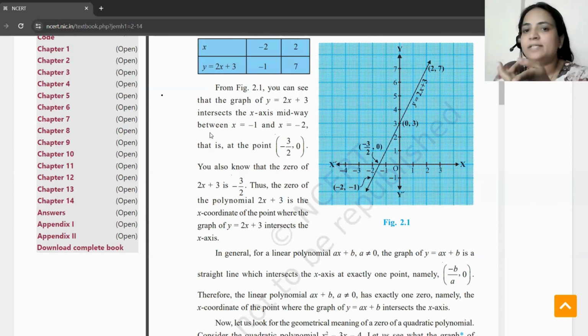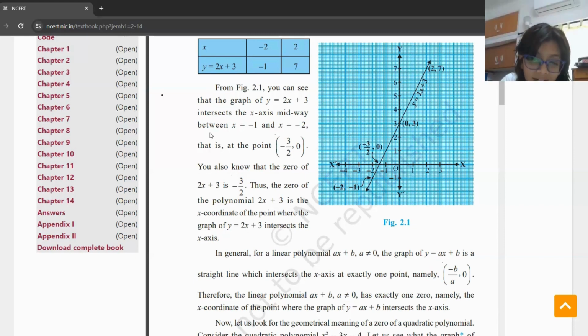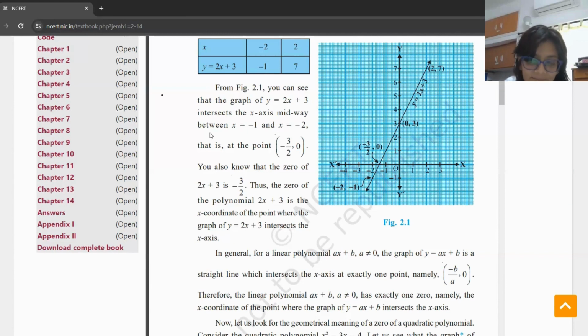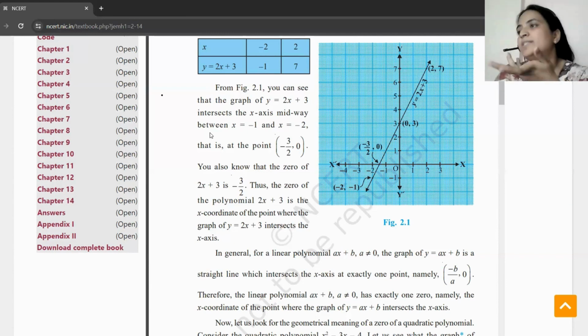On the x-axis, is it -2? Look at it very carefully, Gauri. Ma'am, -3/2. Yes, that's actually 1.5. No, it's in the middle of -1 and -2. Yes, ma'am. So you'll read this as 1.5 or as a fraction, 3/2. Okay, so this is -3/2 because it's on the left side of the origin. So negative, you'll write -3/2 comma 0.